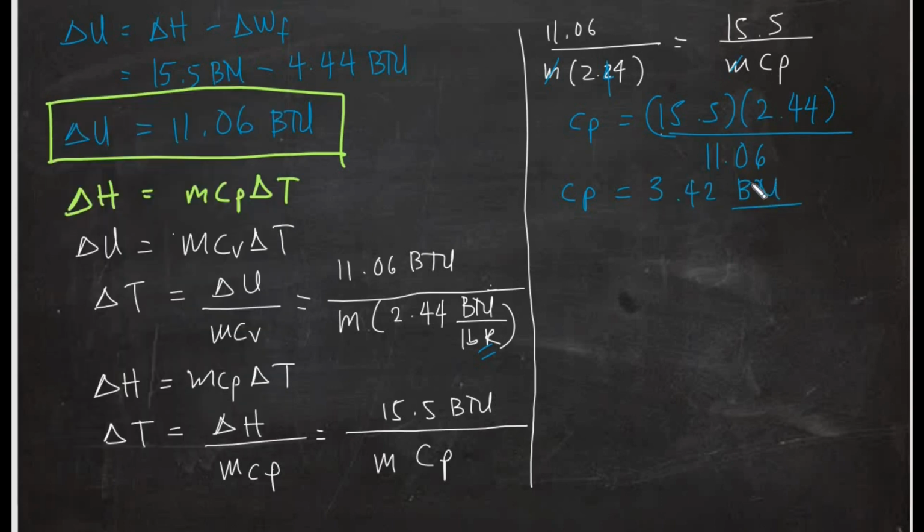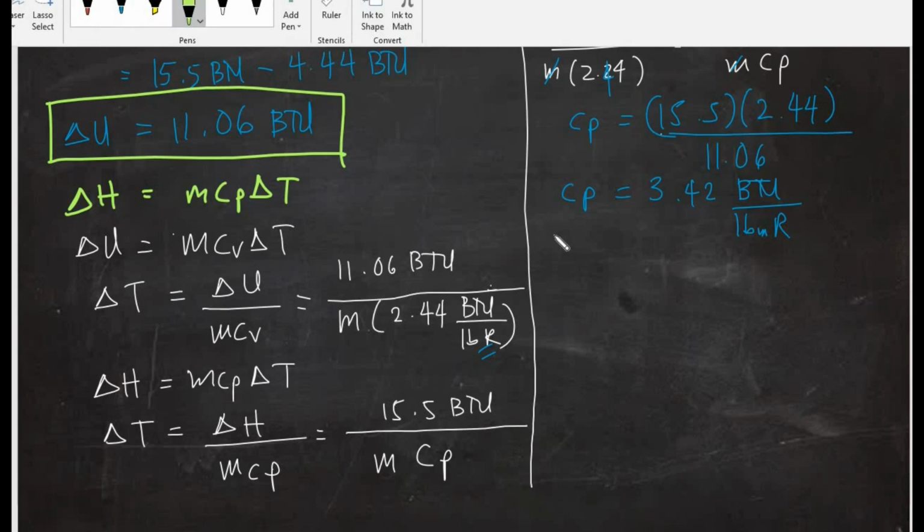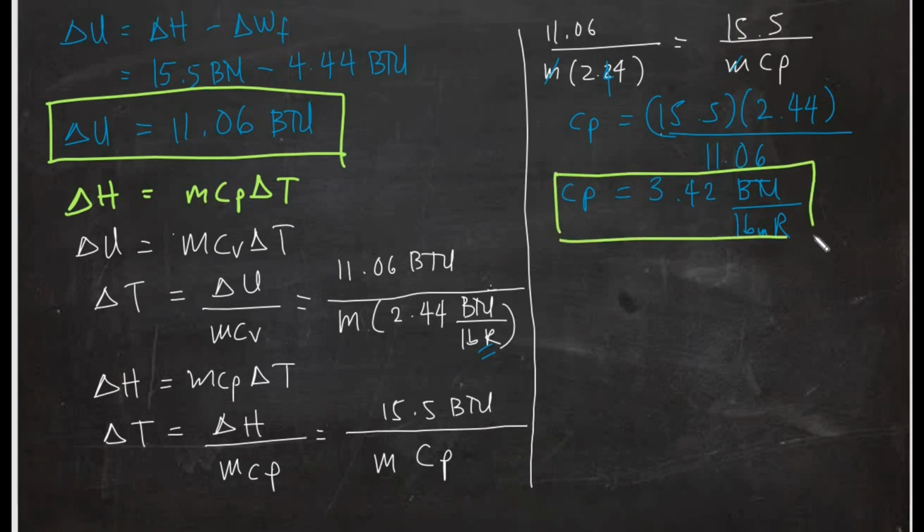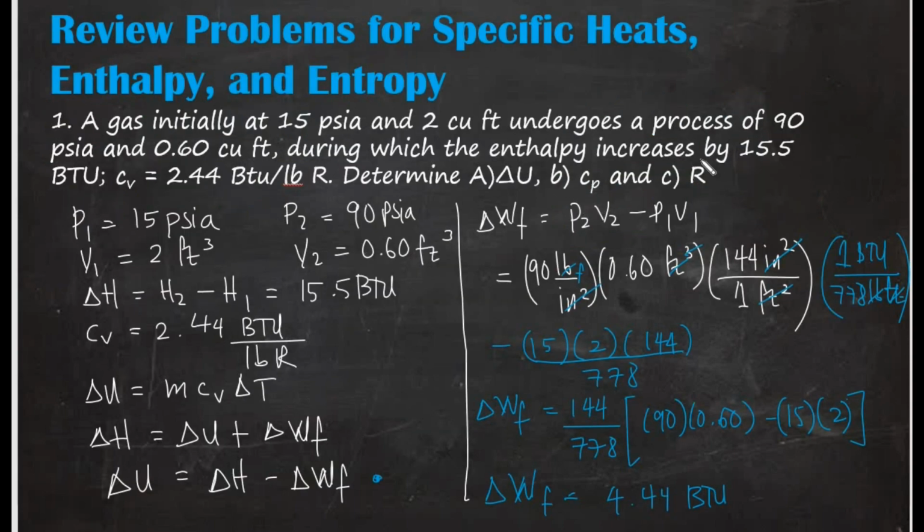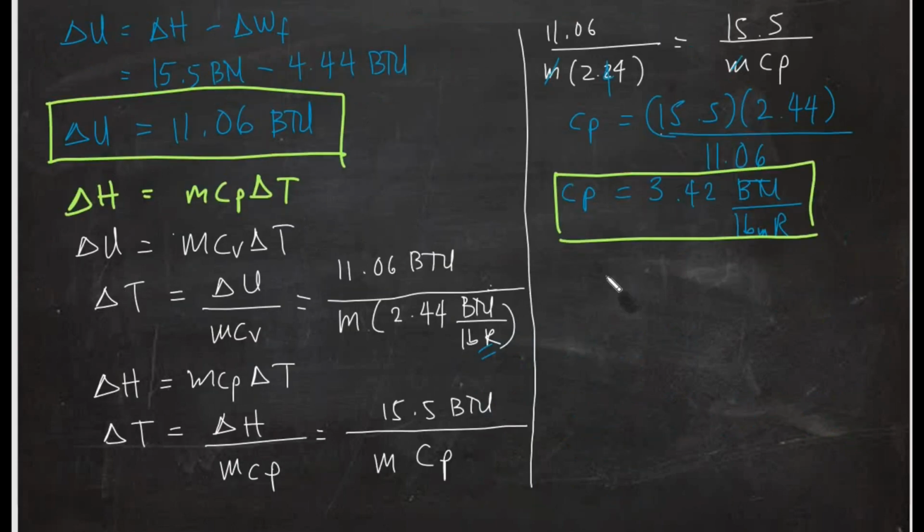3.42 BTU per pound mass Rankine. So we have delta U, we have C sub P, and then last is R. Since we are given C sub V, and we have already solved for C sub P, the formula that we are going to use for R would come from C sub P is equal to C sub V plus R. So from that, R would now be equal to C sub P minus C sub V.